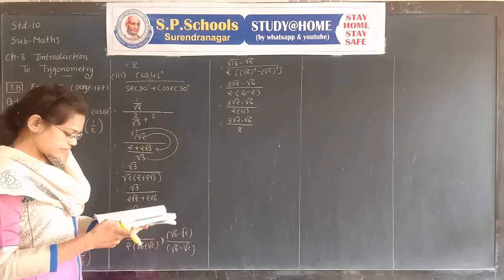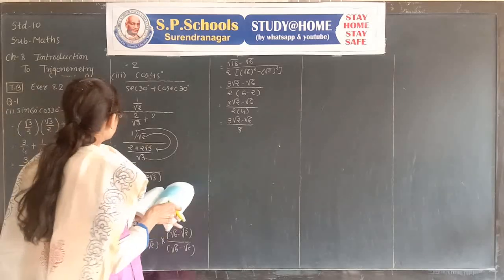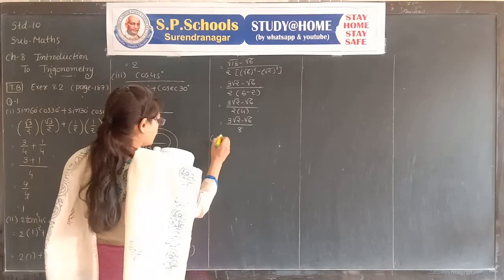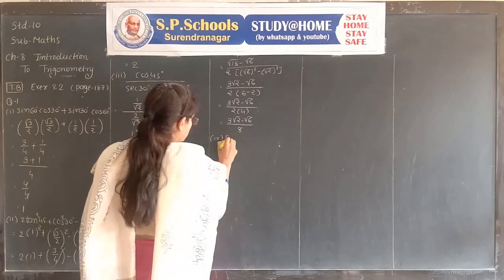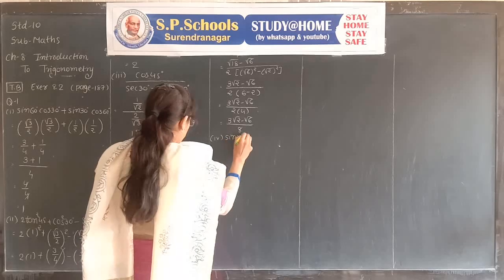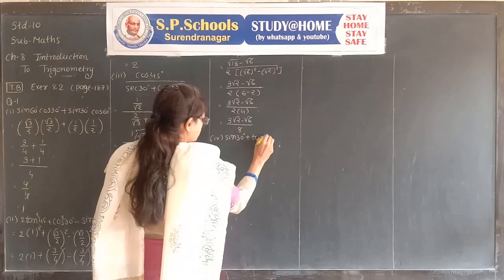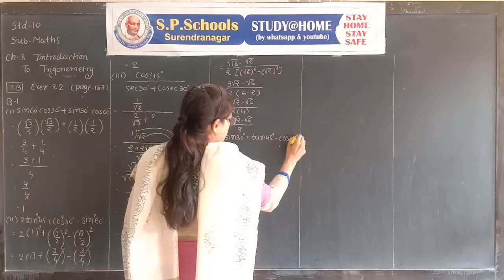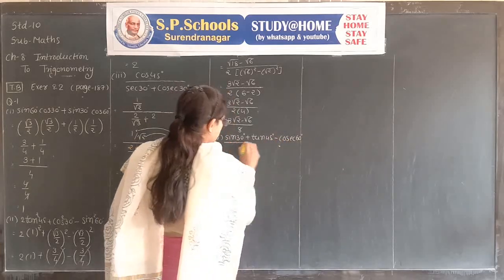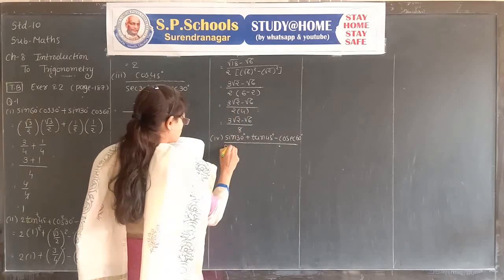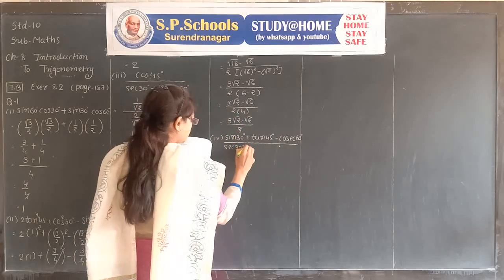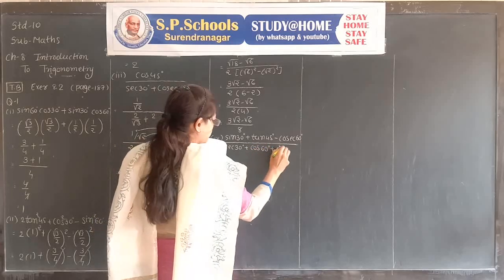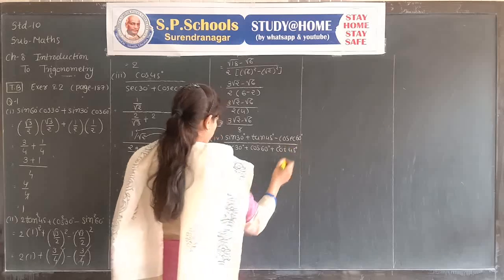It is a correct value. Now third is completed. Now we go for the next, fourth number. Fourth number is (sin 30 plus tan 45 minus cosec 60) upon (sec 30 plus cos 60 plus cot 45).